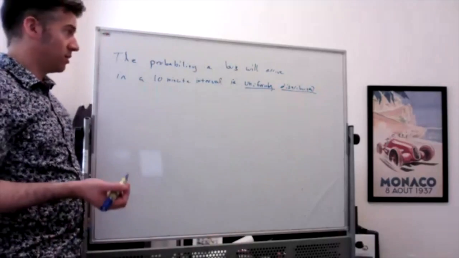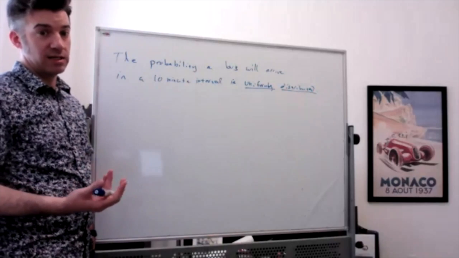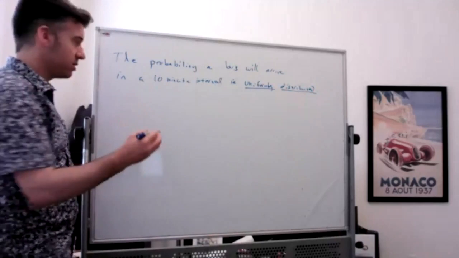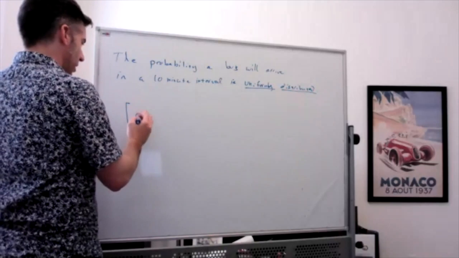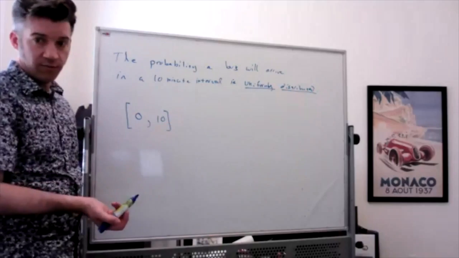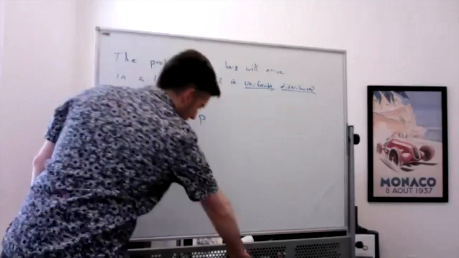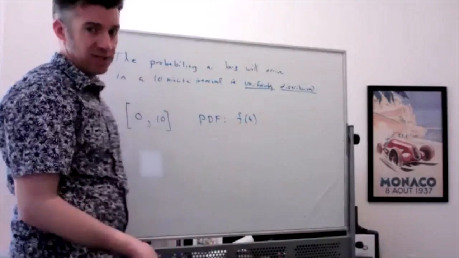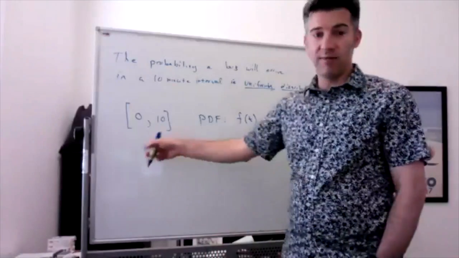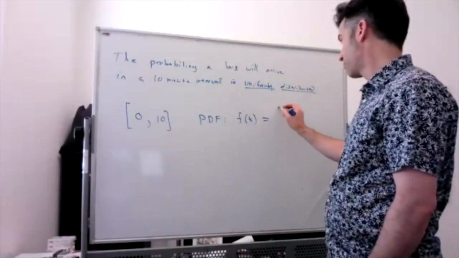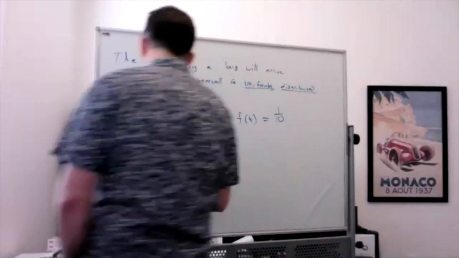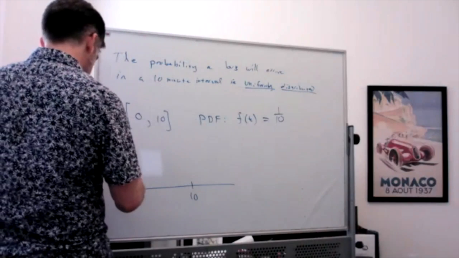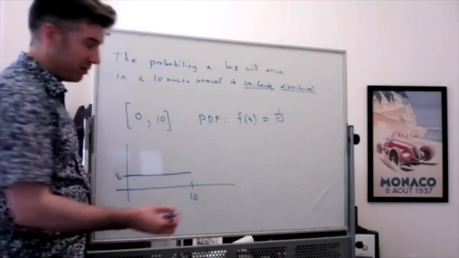So when someone says something is uniformly distributed, what they mean is that the probability density function is constant. So we have a 10-minute interval. That means the amount of time you wait could be anywhere from 0 to 10. That's our interval. And then the probability density function is going to be f of t equal to, well, since it's constant, it has to be 1 divided by whatever the length of our interval is. So it looks like this. That's our probability density function.